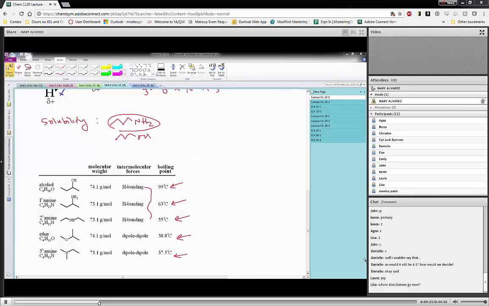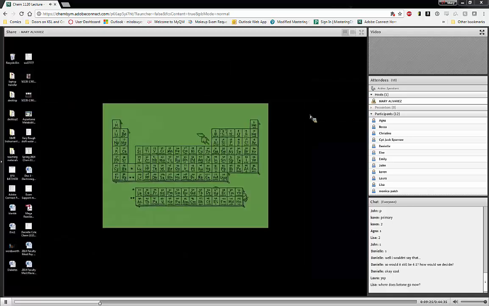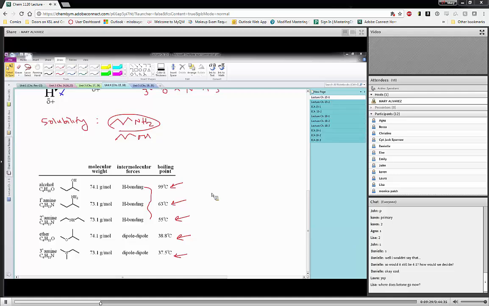Good question. Where does the ketone go now? Lost all my windows. The ketones and the aldehydes are obviously lower than the alcohols, but higher than the ethers. But where are they versus amines?